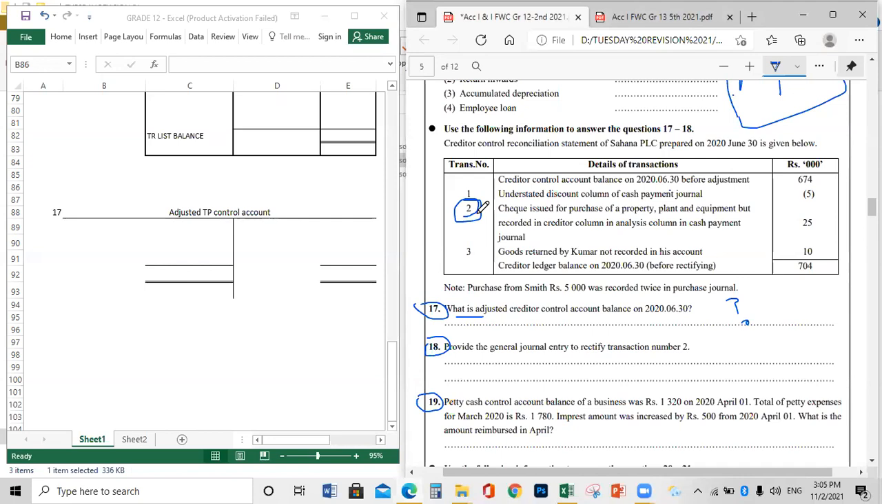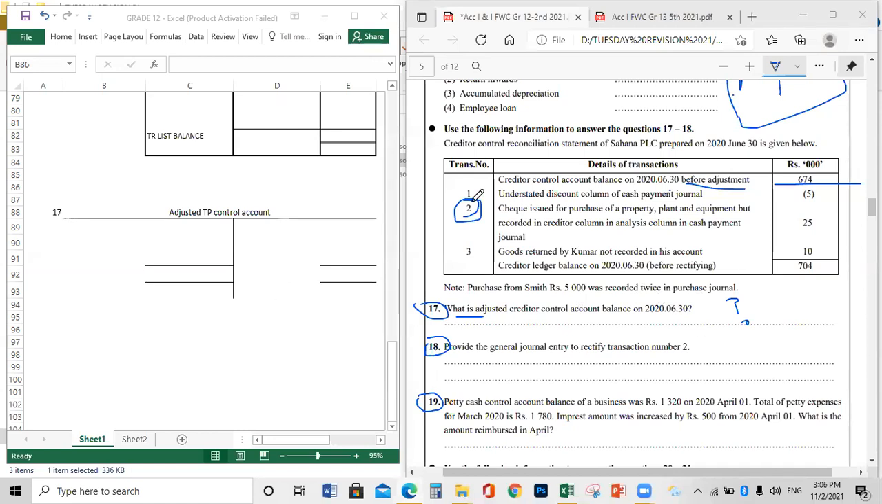So now they have given you the creditor control account before making any adjustment. That means before adjusting for these errors done by the business, they have given you the creditor control account balance, that is 674,000. Now they are asking you to calculate the adjusted trade payable control balance.